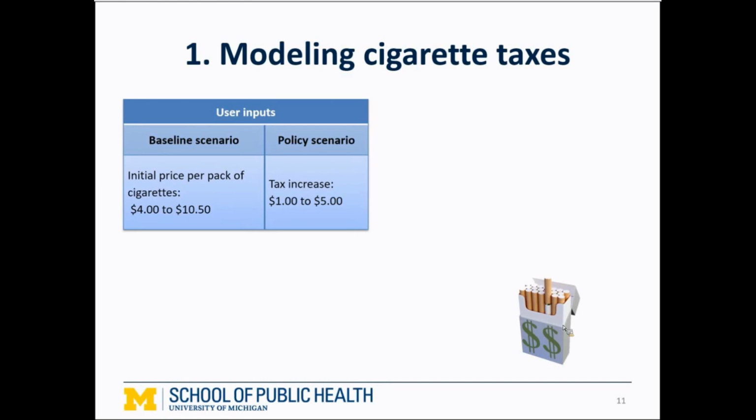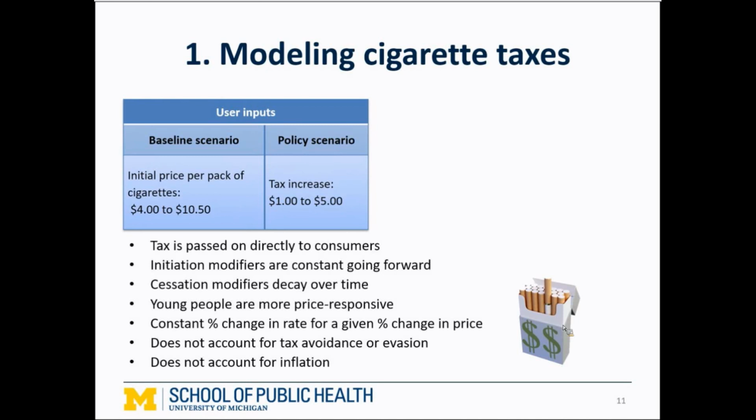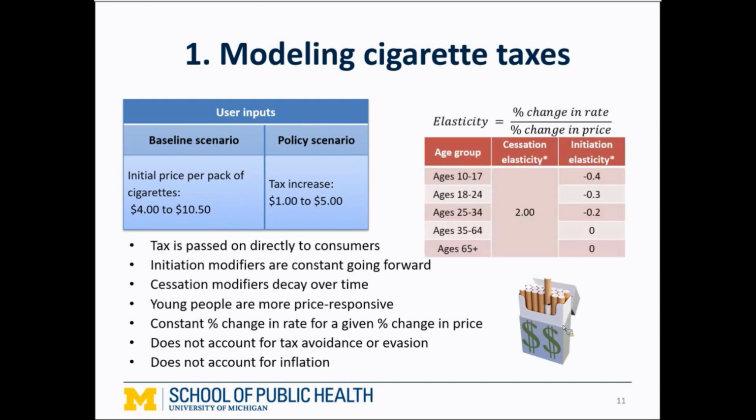the effects of the tax increase on quitting decays over time, because those who are inclined to quit smoking in response to the tax increase will have already done so in the earlier years or the first few years after the policy's been implemented. We know from the literature that the effect of a policy differs depending on someone's age. Evidence shows that younger individuals are more responsive to price changes, so we assume higher price elasticities for younger ages, such that for a 10% increase in price, you get initiation rates that are reduced by 4% for those ages 10 to 17 and so on here, and we assume no impact on initiation past the age of 35.